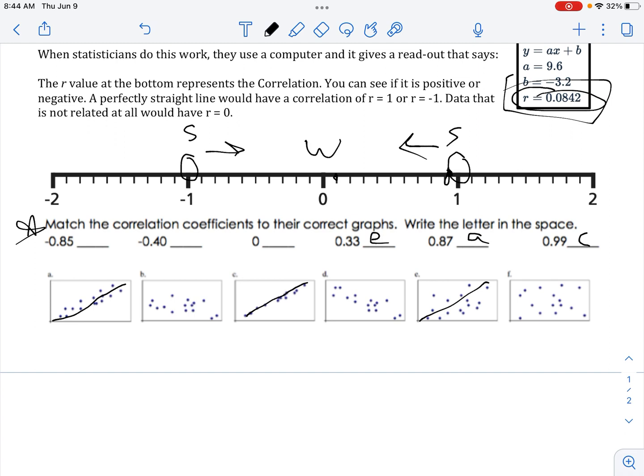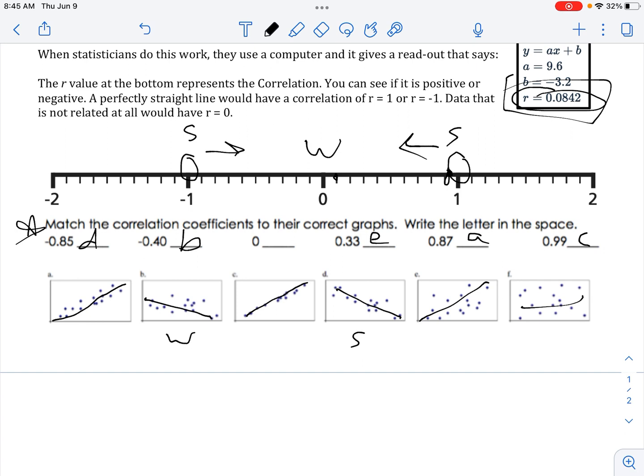0.33. And then we have these ones. That's a negative, that's a negative. This one's probably stronger than this one. And so this is probably letter D out here. And this is letter B.